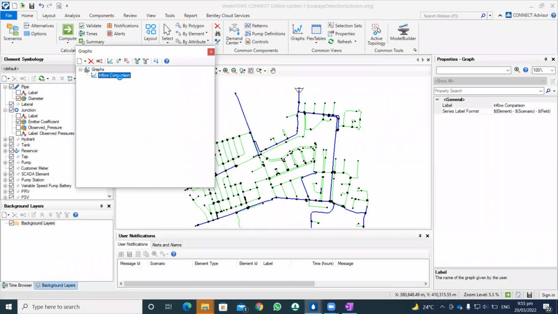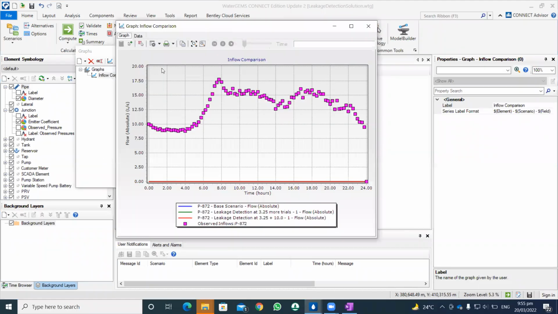These are some graphs they have created basically.